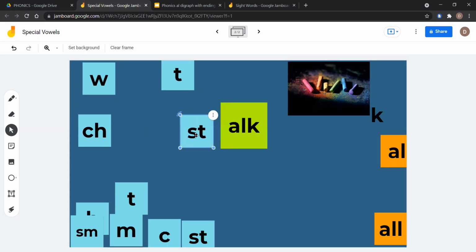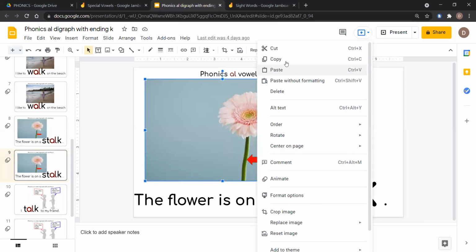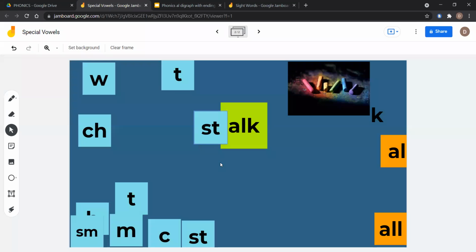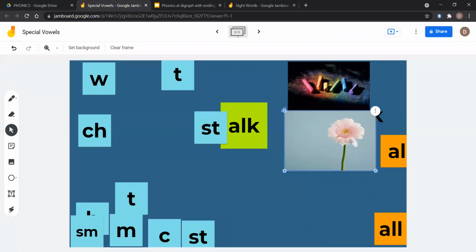Stalk, st, awk, stalk. What is a stalk? This is a stalk, right? A stalk is like if you see a 植物, huh? A plant, okay? You see a plant, and this part of the plant, 这个, huh? This part of the 花 of the plant is called the stalk, right? Stalk. The flower is on a stalk, right? Yes, maybe you could say an ant is on the stalk. Stalk. Okay, good.